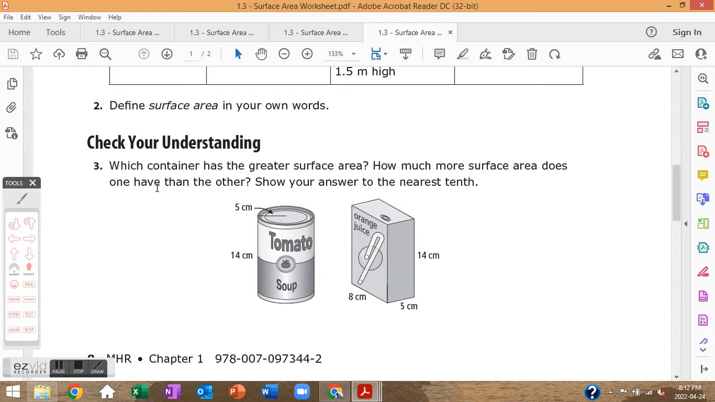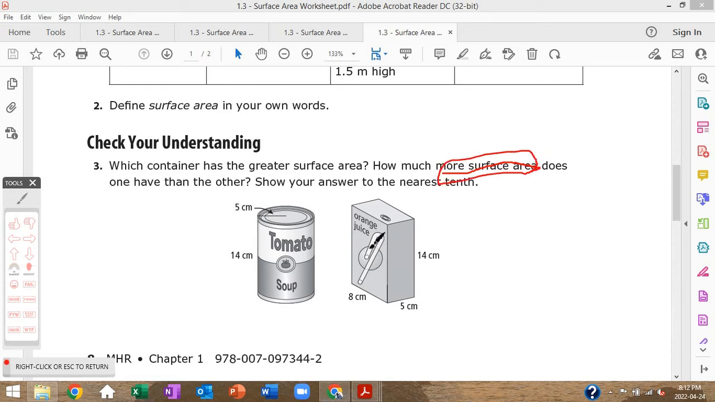So you're going to actually have to find the surface area of the tomato soup can and the surface area of the orange juice box. Don't worry about the straw going to the side here. And then you're going to say, oh, okay, one of them is bigger than the other. Bigger subtract smaller, that is going to be how much more surface area. That's what you're actually going to figure out there.